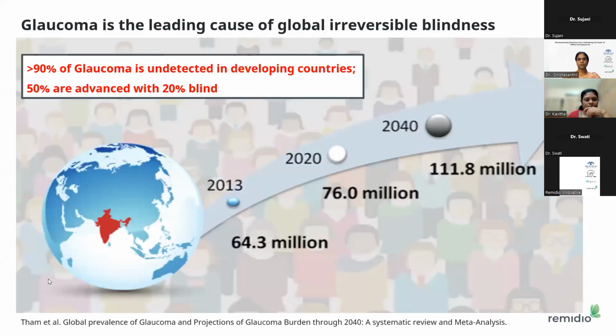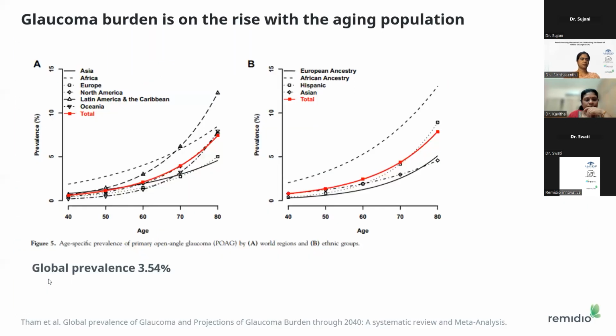So, as we all know, glaucoma is the leading cause of global irreversible blindness. And with the aging population, the prevalence of this disease is projected to increase to about 112 million by 2040. And what is even more alarming is that 90% of glaucoma is undetected in developing countries like India. And at the time of presentation, 50% are advanced, with 20% of them being blind.